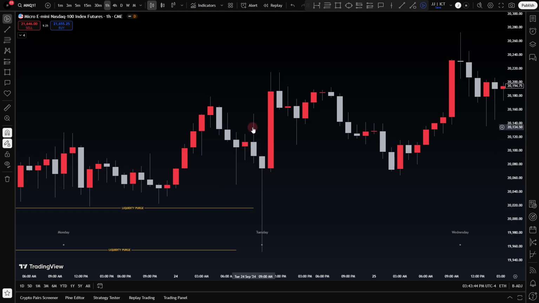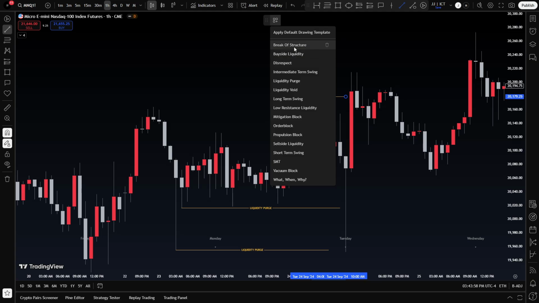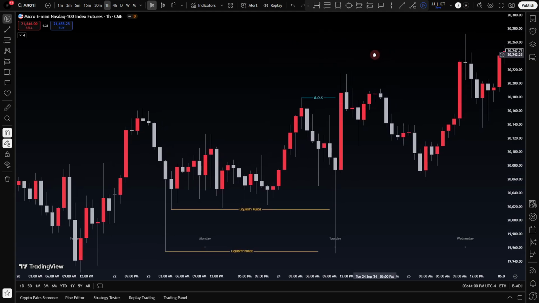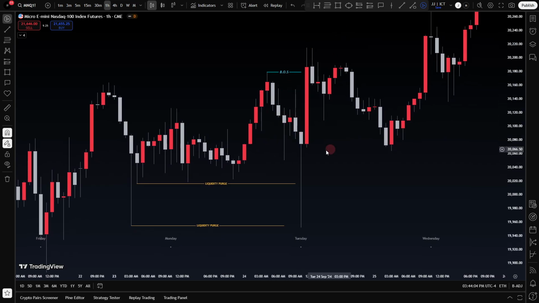So Tuesday, it doesn't really deliver, but it just initializes or begins the buy side delivery by manipulating Monday's sell side and having that bullish break in market structure up here. Pretty nice, isn't it? It sets the tone for the market. Tuesday just sets the tone for the market.